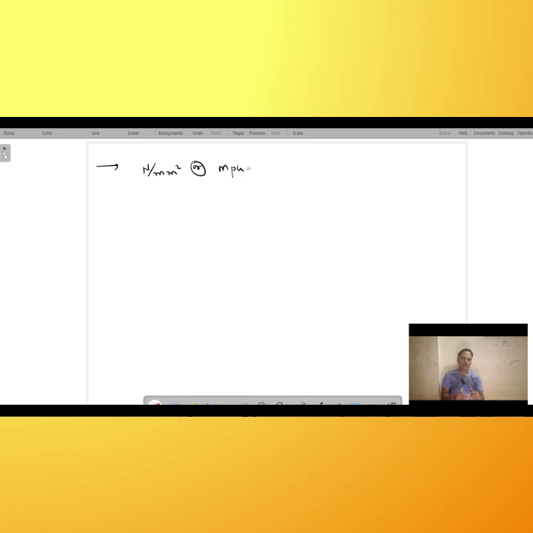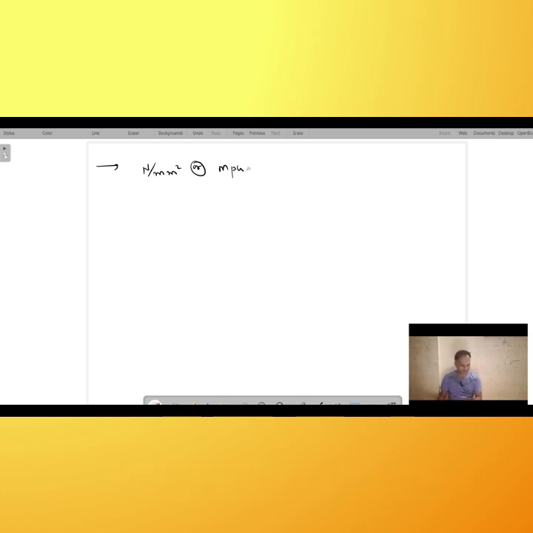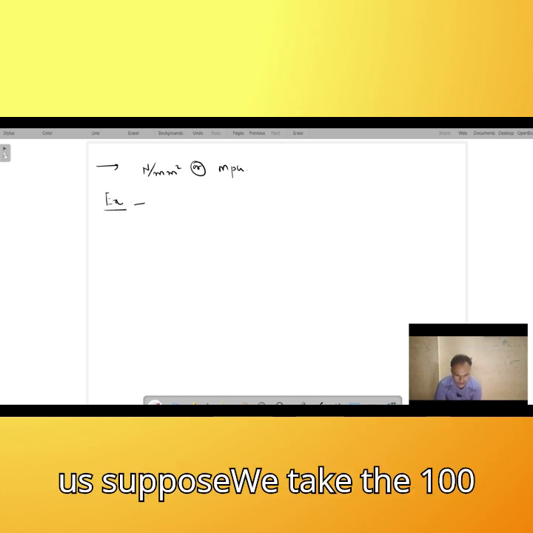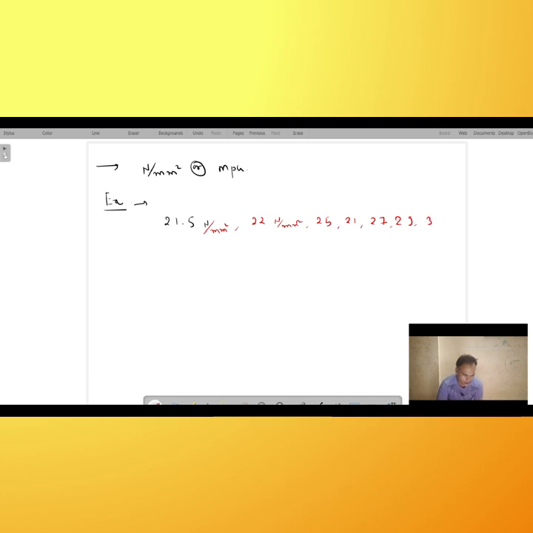So this is the strength which we get by the cube test, and below this strength 5% results are expected to fall. Let me explain by an example. Let us suppose we take 100 cubes. One cube gives 10.5 newtons per mm square, another cube 22 newton per mm square, and others 25, 26, 21, 27, 29, 30, like this.